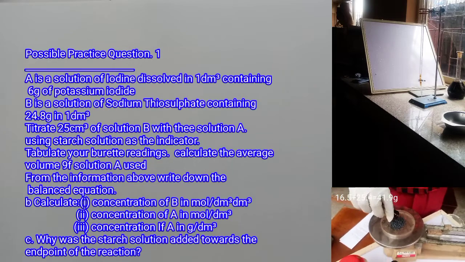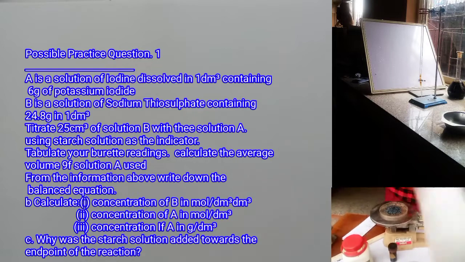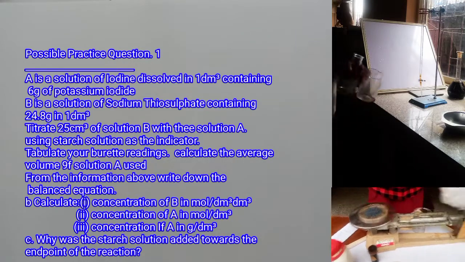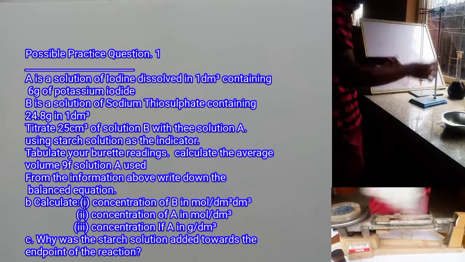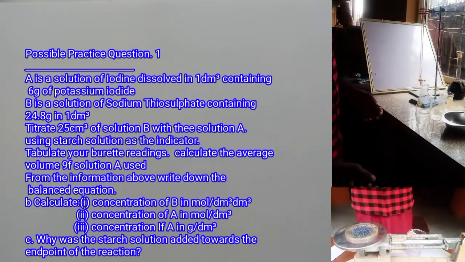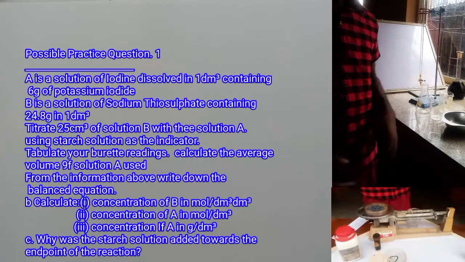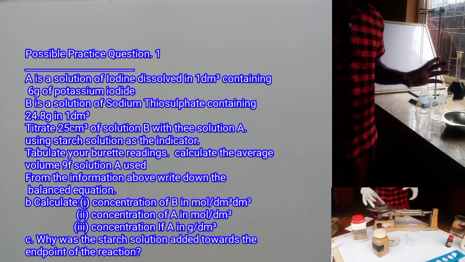A is a solution of iodine dissolved in 1 dm cube containing 6 grams of potassium iodide. B is a solution of sodium thiosulfate containing 24.8 grams per dm cube. I don't want to stress it. I would have just said something like 250 dm cubes. I don't want to stress it.